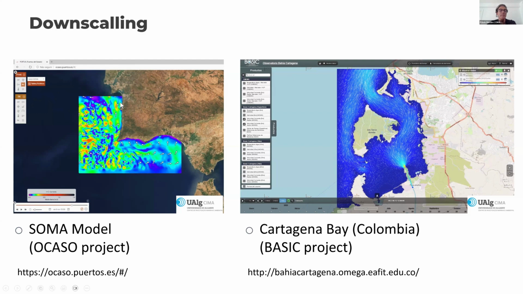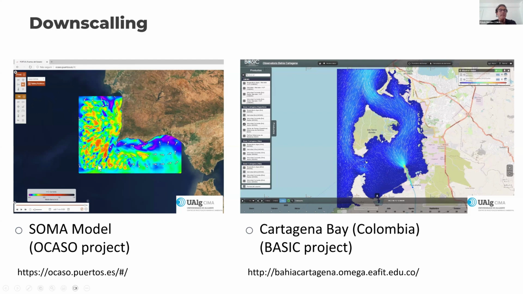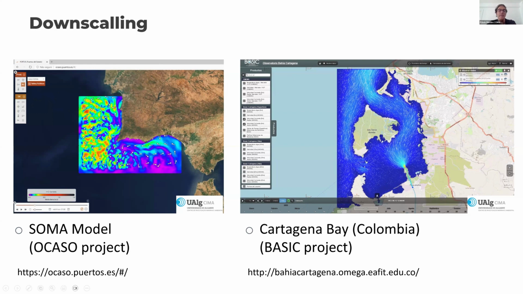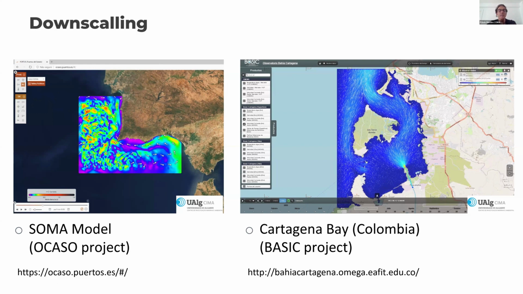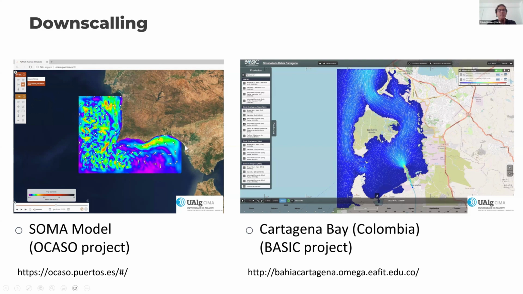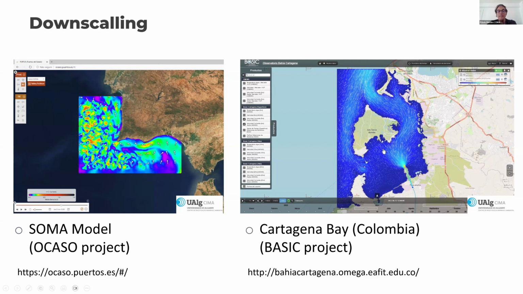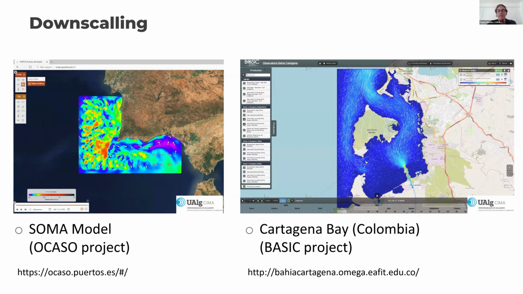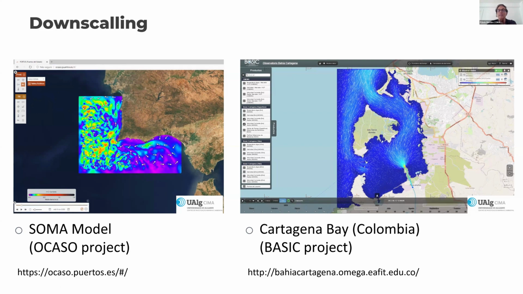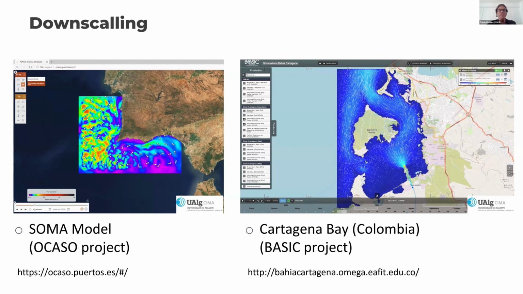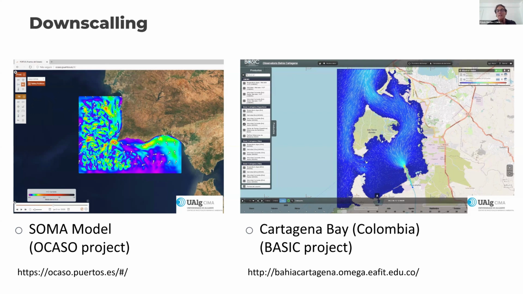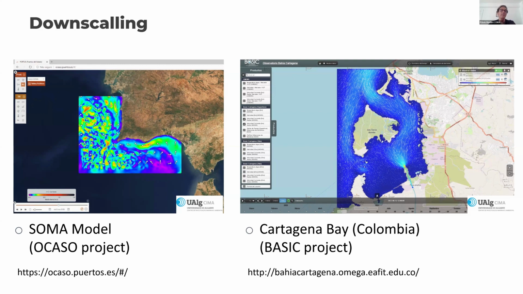The SOMA system is the operational model of the coast of Algarve, or the South Iberia coast, if you want, because it has a little bit of Spain also. And this one is the basic system. It is being run in Cartagena Bay in Colombia. So there are two different concepts, two different applications of the same concept, okay? And they are being driven by the global models.